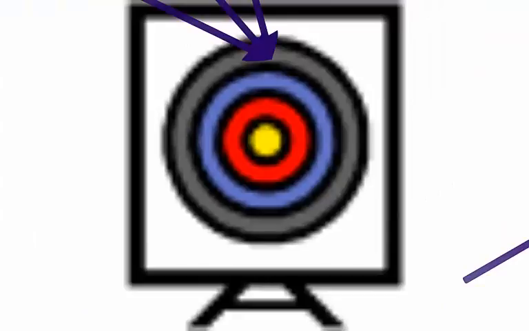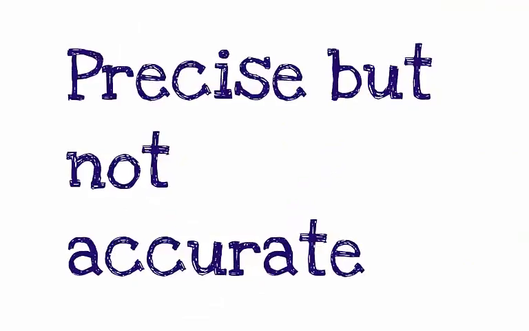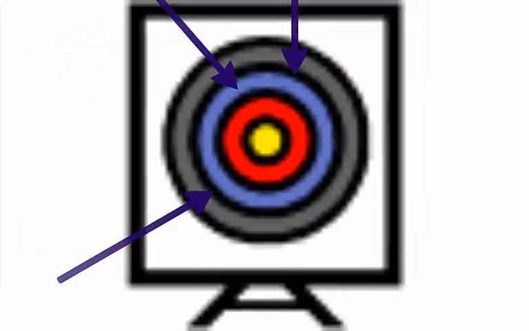In this next scenario, you can see we don't hit the bullseye, but our arrows all land in the same relative spot. Okay, so this one we would say it's precise because it's repetitive. They're getting the same result each time, but they're not accurate. Okay, they are not hitting the bullseye.